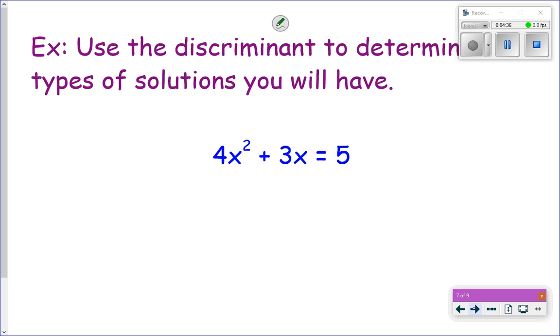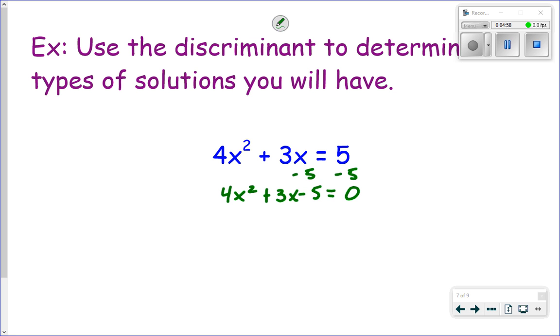Okay, next one, 4x squared plus 3x equals 5. So something right off the bat I recognize is that this isn't set equal to 0, and that's because the 5 is on the wrong side of the equation. So that means I need to move it over to the left-hand side. So this is a positive 5 here, so that means I need to subtract. So I'm going to have 4x squared plus 3x minus 5 equals 0. Now I can go ahead and write out my a, b, and c. A is 4, b is 3, c is negative 5.